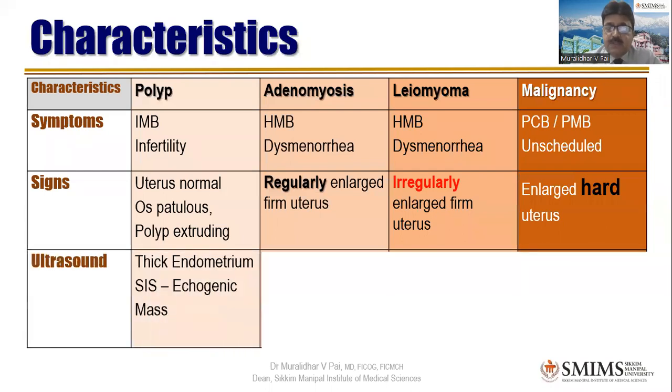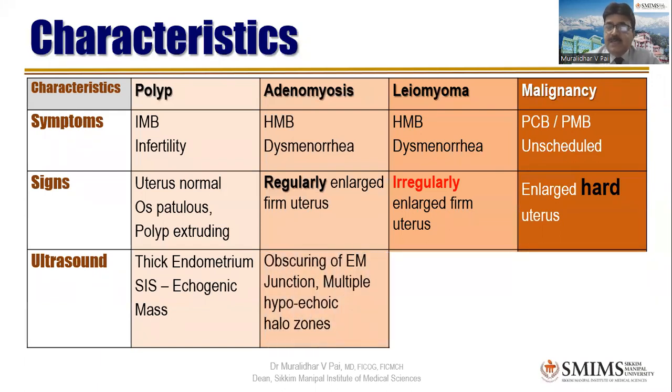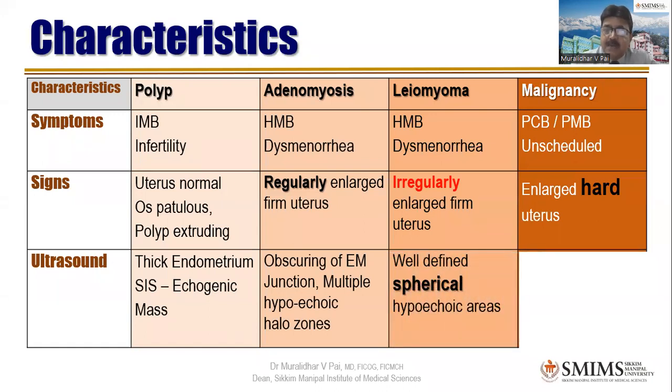Ultrasound-wise, of course, you can see a thick endometrium in polyp because there is a hyperestrogenic state giving rise to the polyp. And if you do SIS, an echogenic mass sometimes can be seen inside the cavity. Adenomyosis, I have already described 8 different types of ultrasound picture and the MRI picture as well. There will be obscuring of the endometrium-myometrium junction. That is very important. Multiple hypoechoic halo zones or lakes in the myometrium. Whereas leiomyoma is unmistakable. They are well defined, spherical because of a pseudocapsule, hypoechoic areas with sometimes shadowing behind that.